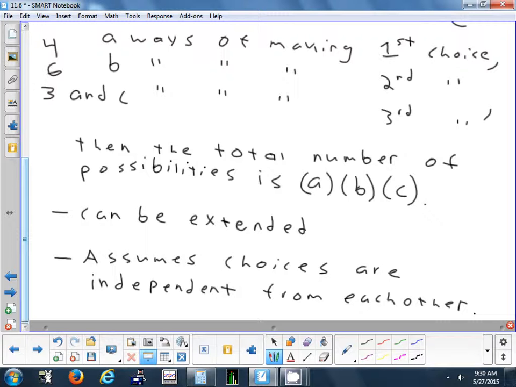Okay, any question on that idea? It's called the fundamental counting principle.